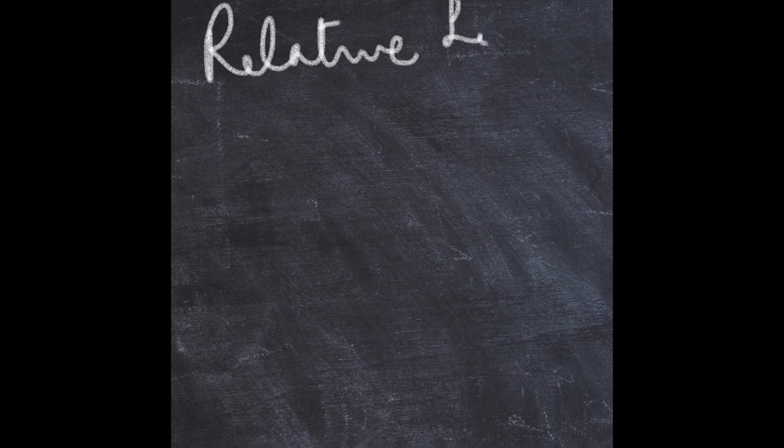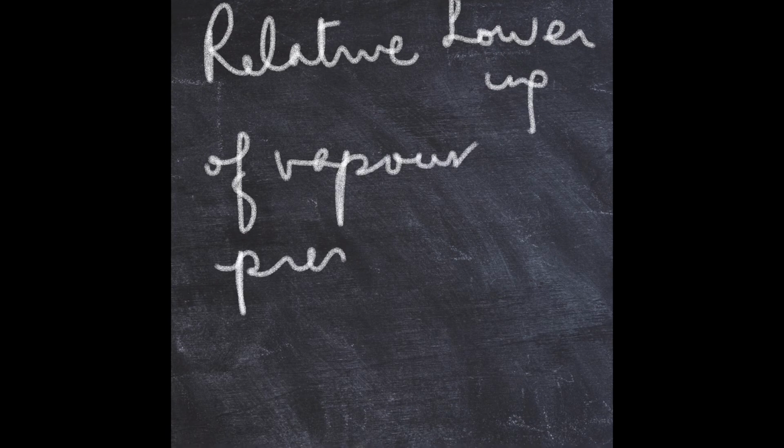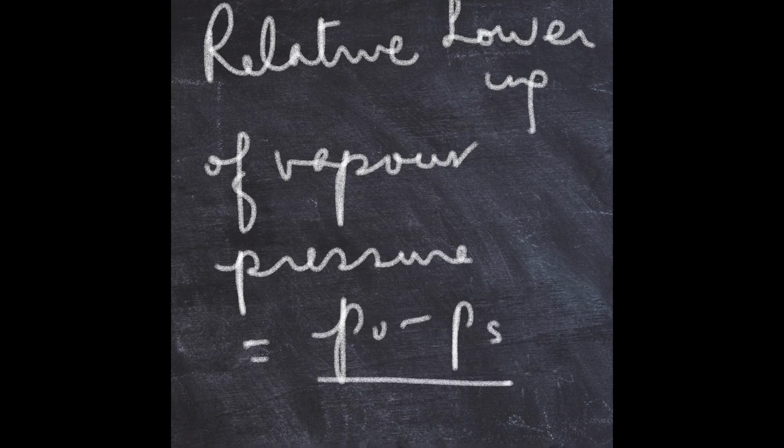Now Raoult gave an expression regarding relative lowering of vapor pressure. Now whenever we add this term relative, it means a ratio. That is, it is a comparison between the decrease in vapor pressure and the original vapor pressure of solvent. So relative lowering of vapor pressure is equal to P0 minus PS upon P0.